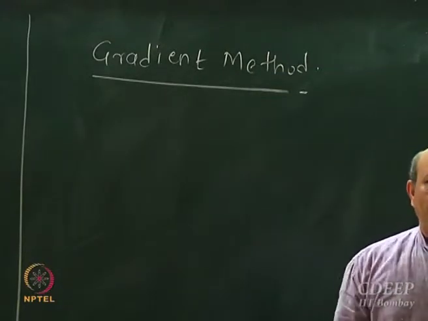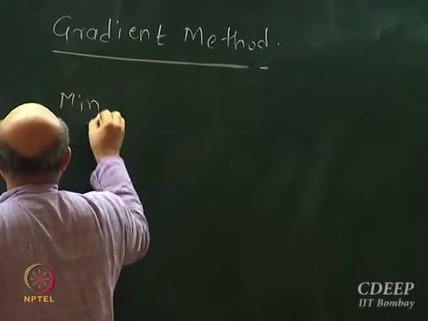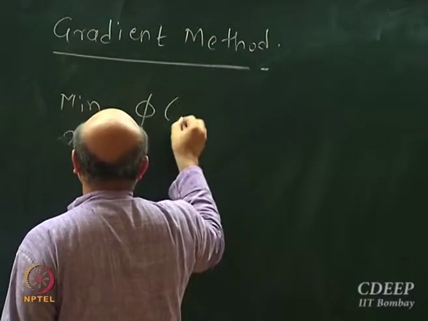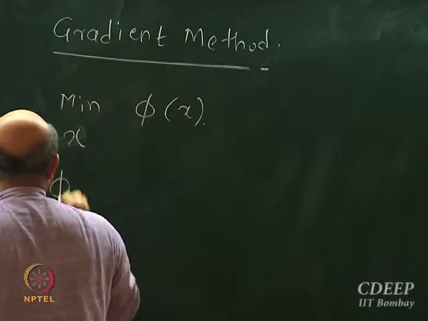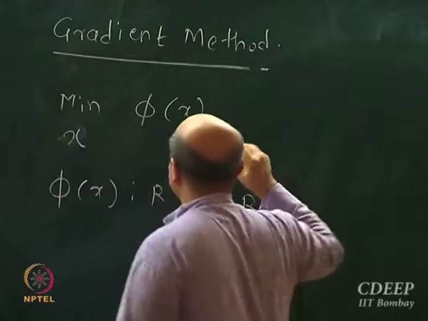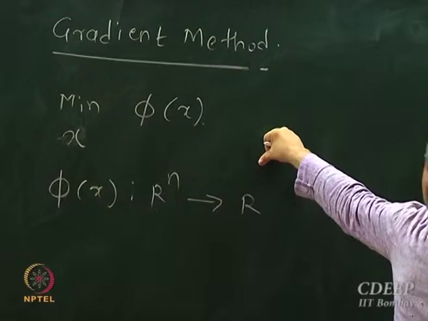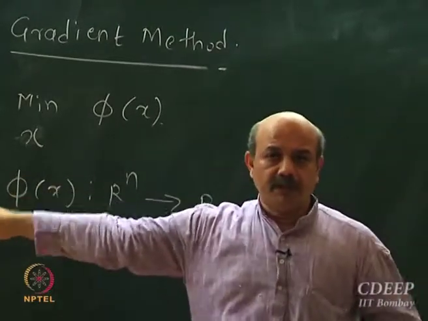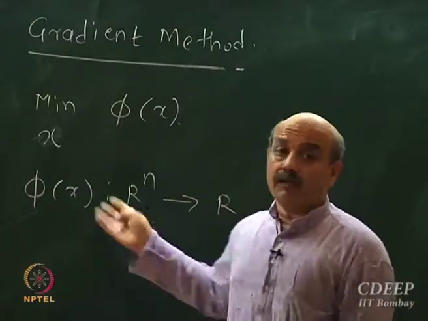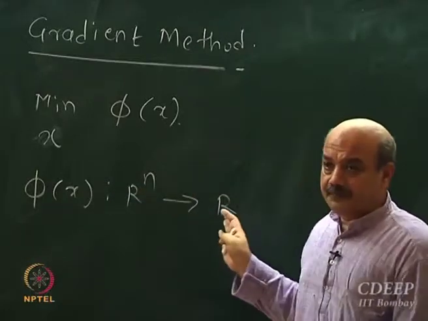So, right now I am going to be worried about developing an iterative method for minimizing with respect to x some objective function phi(x), where phi(x) is from Rn to R. Phi(x) is a scalar objective function, some scalar objective function. It need not be a norm. It need not be always positive. I am not worried about that. I am just worried about a scalar objective function. So it is Rn to R.